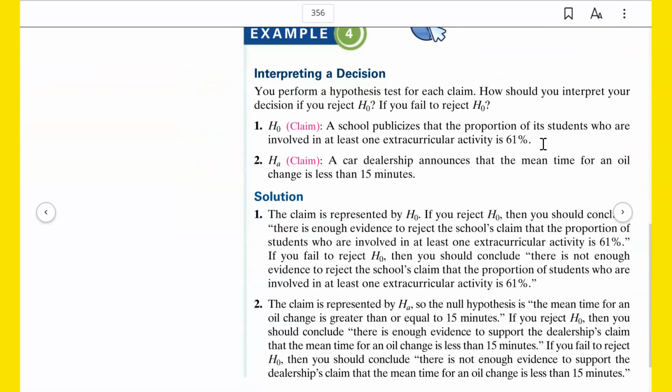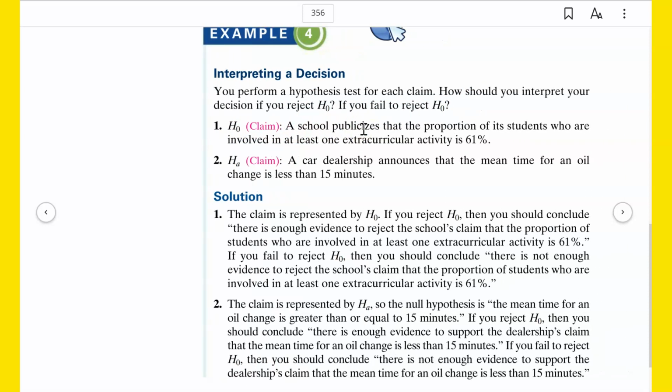All right. Example 4. You perform a hypothesis test for each claim. How should you interpret your decision if you reject H0? What about if you fail to reject H0? So the claim, H0. School publicizes that the proportion of its students who are involved in at least one extracurricular activity is 61%. The claim is represented by H0. If you reject H0, then you should conclude there is enough evidence to reject the school's claim that the proportion of students who are involved in at least one extracurricular activity is 61%.